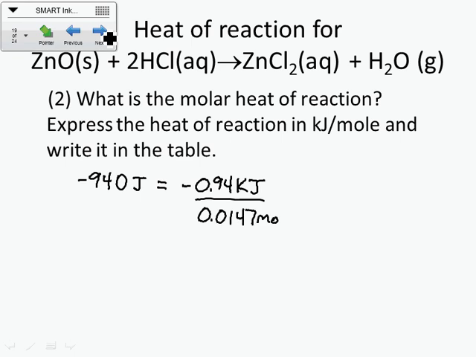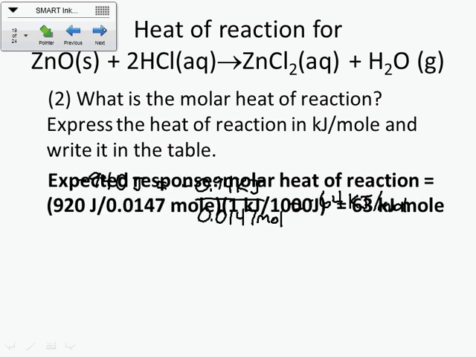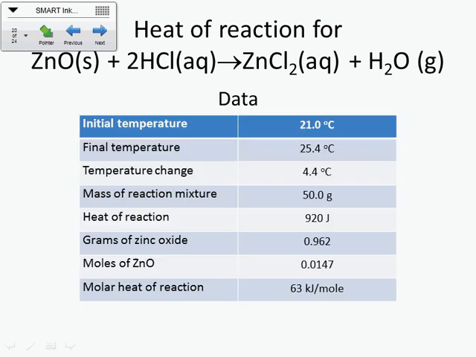0.0147 moles. And that's going to give us our number of kilojoules per mole, which is about 64. Again, it's negative 64 kilojoules per mole. See how close that is to their answer on this one. Haha! Negative 64 instead of negative 63. Take that. Big difference. All right, so negative 64 kilojoules per mole is what we're going to have instead of negative 63.